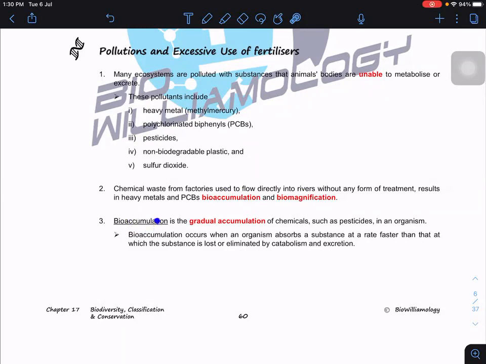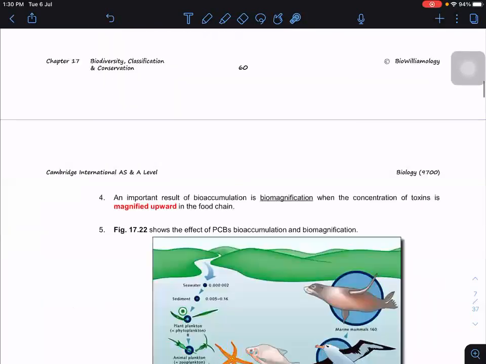What is bioaccumulation? It is a gradual accumulation of chemicals such as pesticides in an organism, particularly in the aquatic ecosystem, because those pesticides may follow the drainage system, the river, and enter into the lake or the ocean. Bioaccumulation occurs when organisms absorb substances at a rate faster than they can excrete them. For example, certain heavy metals tend to stay in our body for long periods of time.